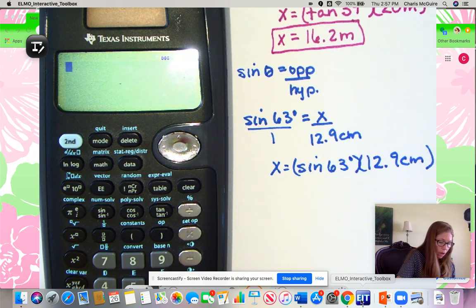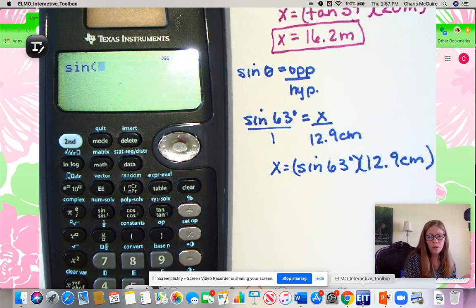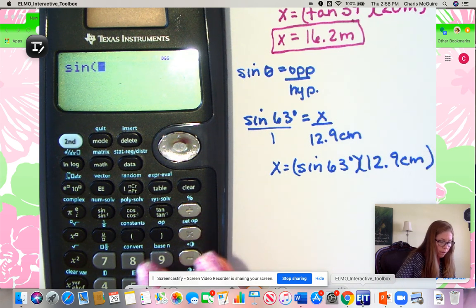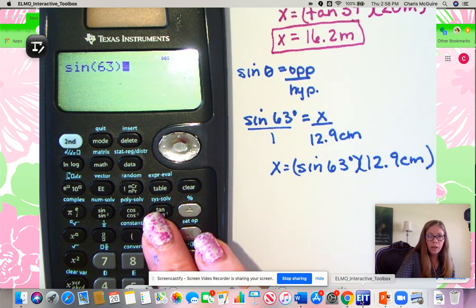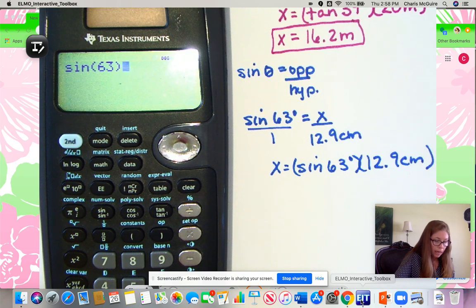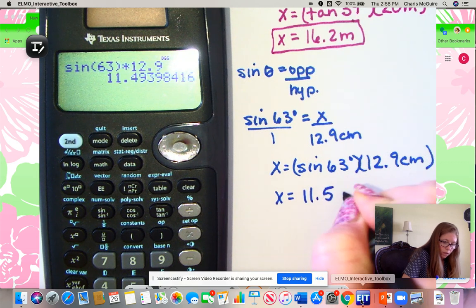So we are going to do the sine function this time, and you can see it shows up in my display. Be careful when you're working with your calculator. Make sure you're checking that display all the time, because sometimes we're so lackadaisical because we're like, yay, we get to use a calculator, and then we push the wrong button and we get the wrong answer. So don't do that. All right, so 63 degrees, closing off the parentheses, and then times the 12.9 centimeters. And there we go. We're rounding to the nearest tenth. So x is 11.5 centimeters.